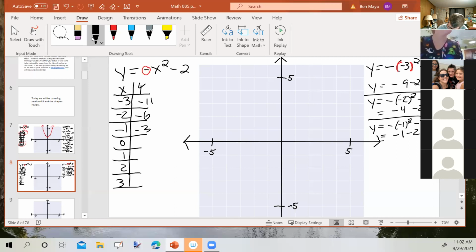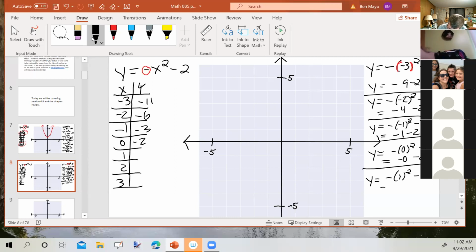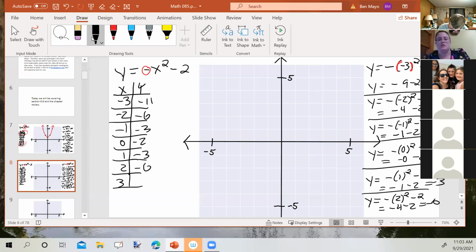If x is 0, y equals -0 squared minus 2, which is -0 minus 2 or -2. Okay. If x is 1, y equals negative, the quantity 1 squared minus 2, which is -1 minus 2 or -3. If x is 2, y equals negative, the quantity 2 squared minus 2, which is -4 minus 2 is -6. And finally, if x is 3, y equals negative, the quantity 3 squared minus 2, -9 minus 2, -11.